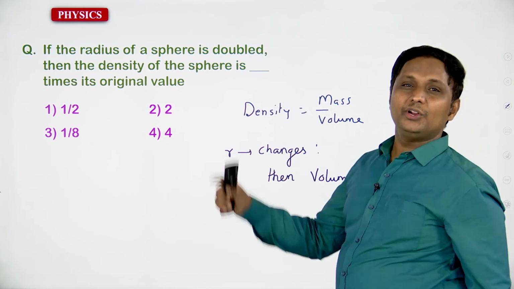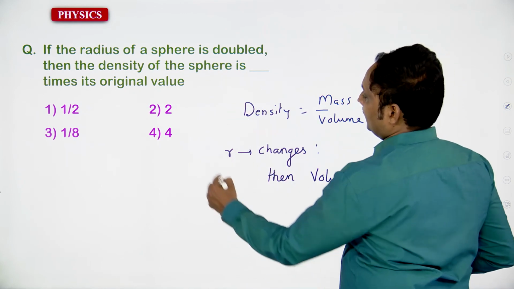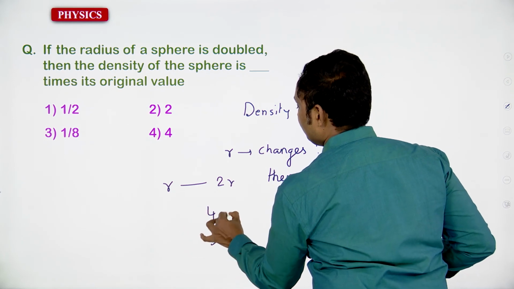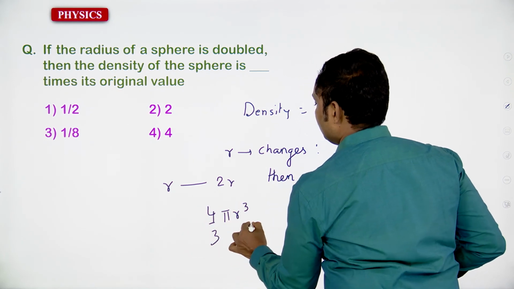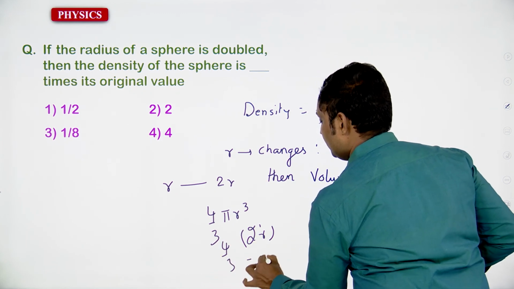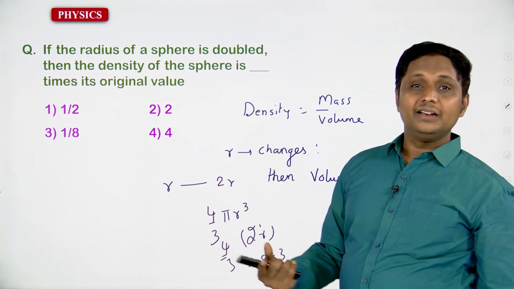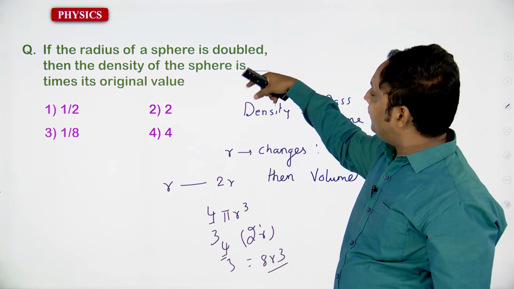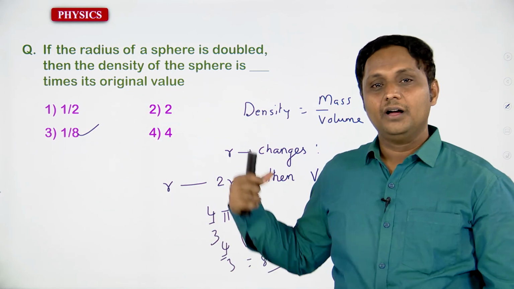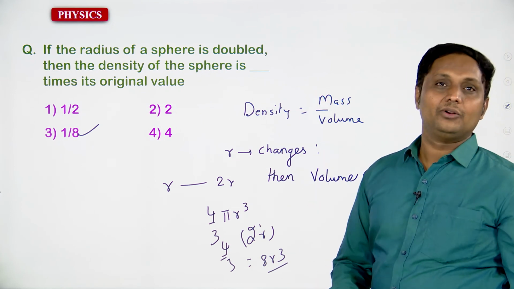So what they are going to discuss is, if the radius of the sphere is doubled, R is going to become 2R. The volume is 4 by 3 pi R cube, so you have to get (2R) cube, which is 8R cube. Now it goes to 1 by 8th of the original if you double the R value. In this way we can solve the problem. It's not a big task for you.